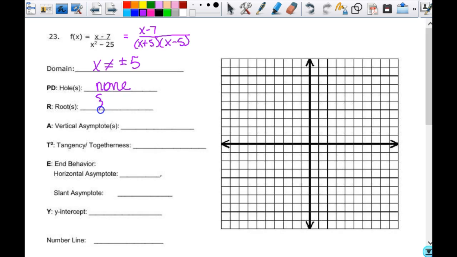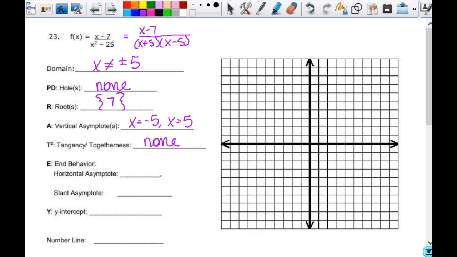Roots, I only have one, and it is at 7. Vertical asymptotes, I have x equals negative 5 and x equals 5. Tangency and togetherness, I do not have a squared factor. Now, this is not what we mean by squared. It would mean a factor that would be squared. So like if this was (x + 5) squared, then I would have some togetherness. But I don't have either one here, so this is none.